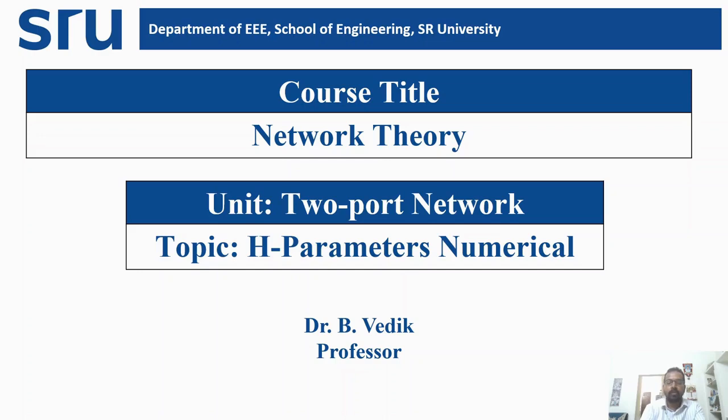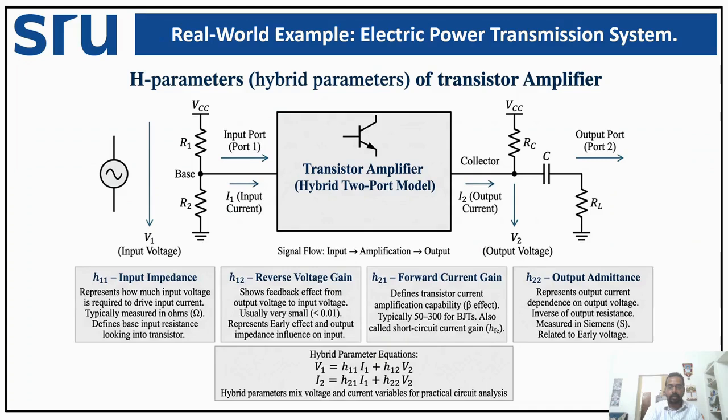Now we move from our general two-port network theory, which was discussed in the last lecture, to one of the most important practical applications, that is the transistor amplifier. In real electronic circuits, especially BJT amplifiers, we require a model that connects the input voltage, input current, output voltage and output current. This is where our hybrid parameters or H parameters become extremely useful.